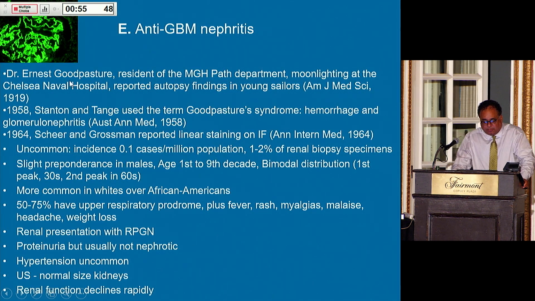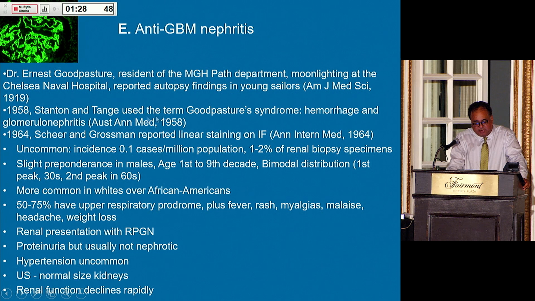Anti-GBM nephritis was first described by Ernest Goodpasture, or at least he described some aspects of the syndrome. He was a resident in the MGH Path Department, moonlighting at the Chelsea Naval Hospital. Nowadays we even have attendings moonlighting, but he reported autopsy findings in young sailors who presented with hemoptysis and renal failure. This was described in a case report in the American Journal of Medical Science in 1919.